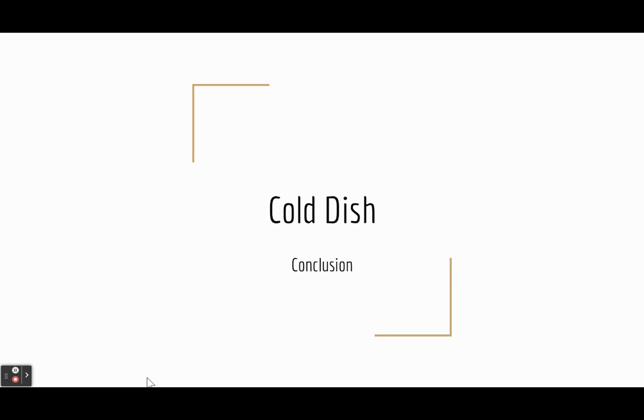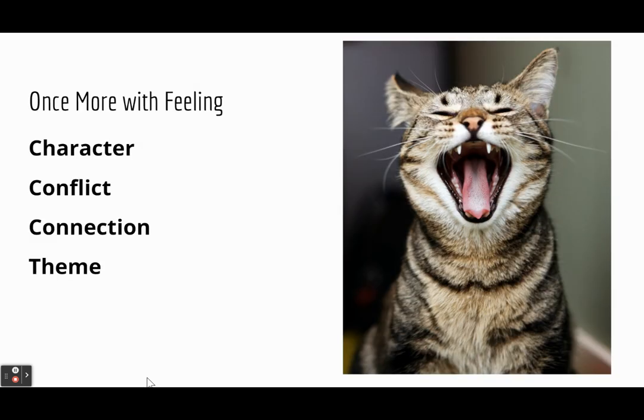I want to wrap up The Cold Dish today. We're going to keep some of the same things we've talked about throughout the novel, and I want to add a couple of other details, just kind of give you my overview at the very end. As we go through this, we're going to deal with it as we've always done: character, conflict, connection, and theme. The emphasis today is not going to be on character, conflict, or connection. I think we have talked about those quite a bit.